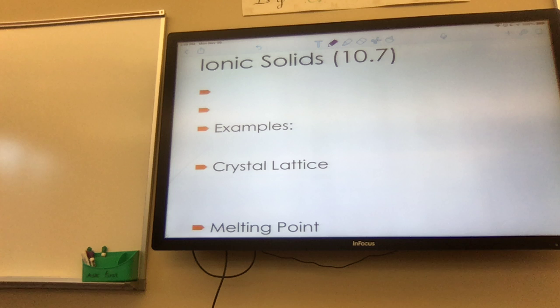Ionic solids have an ion at each lattice point. What are they held together by? Ionic bonds.